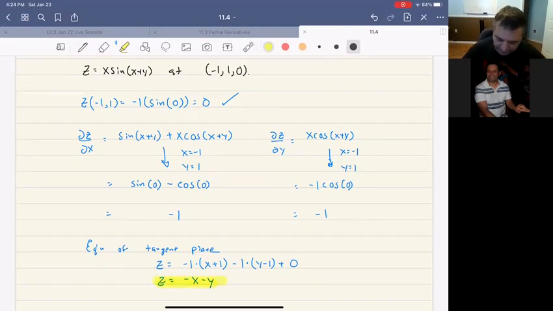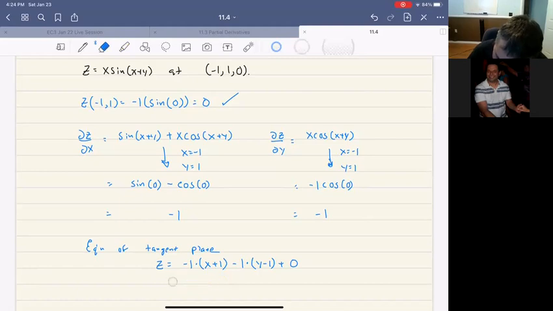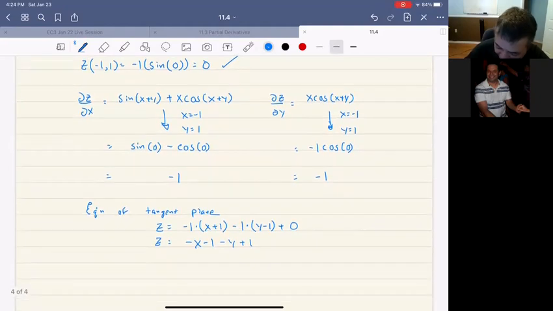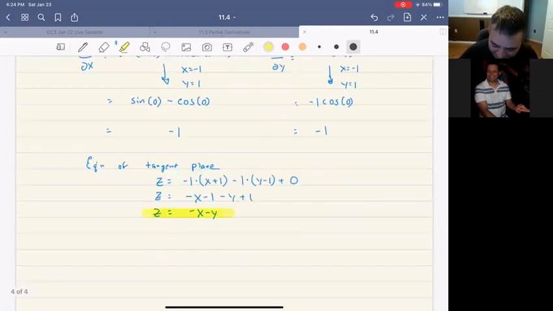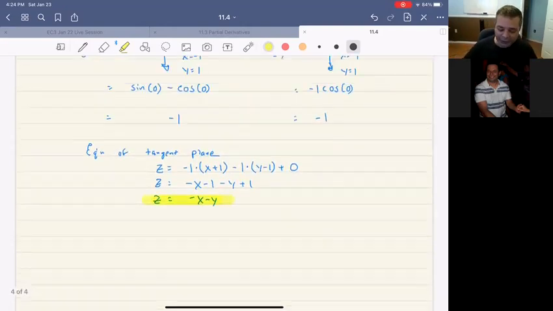And that's not right. Sorry about that. z equals minus x minus 1 minus y plus 1. So actually it was right. I must have known that somehow. I just did it automatically. Okay, let's do another one.